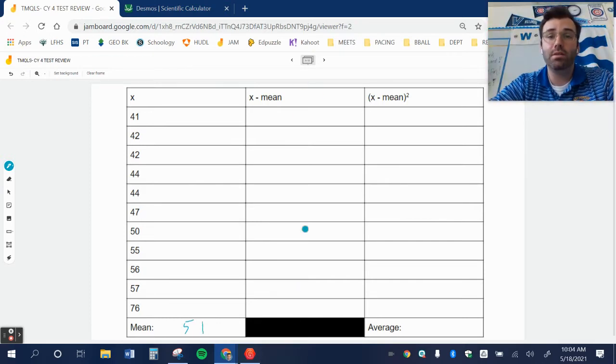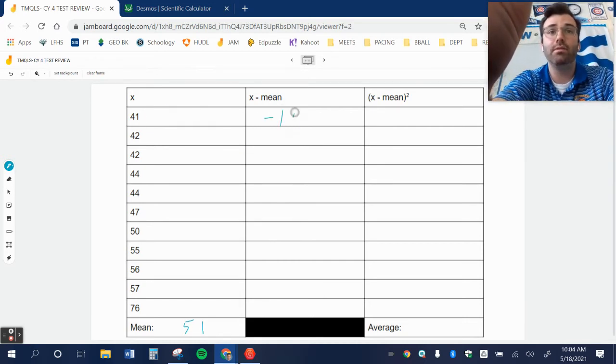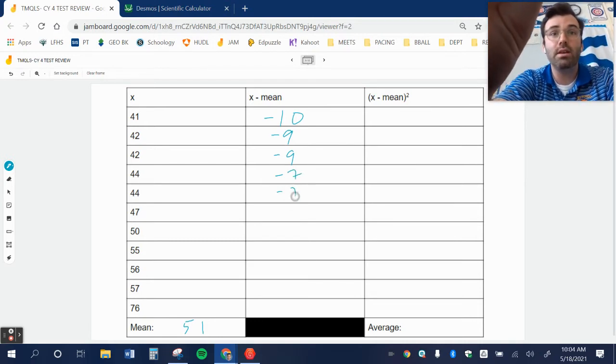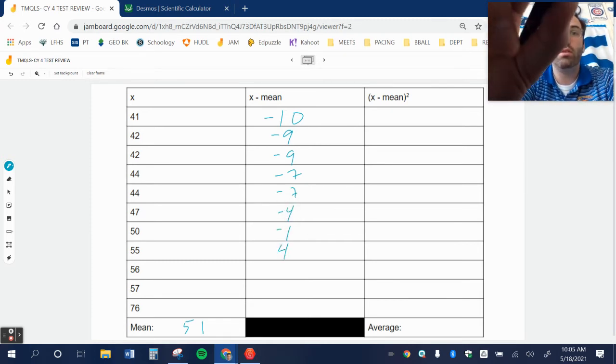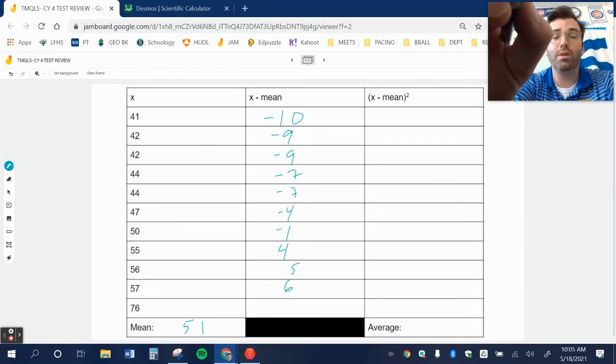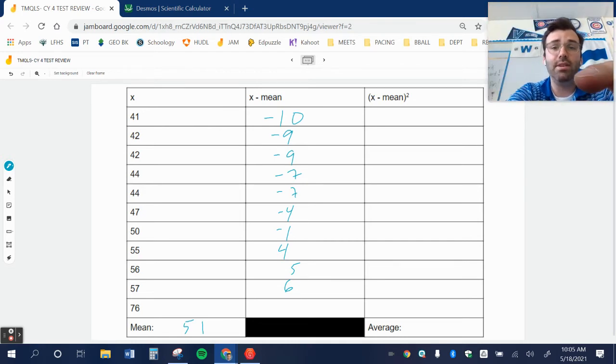Now in this column here, in the middle, I'm going to do x minus the mean. Meaning 41 minus 51 to get negative 10. 42, negative 9. Negative 7. Negative 4. Negative 1. 4. 5. 6. Holy buckets. That's a lot. 76 minus 51 is 25. It's kind of an outlier there.